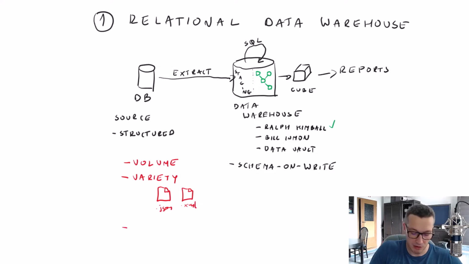And finally, we have velocity, right? This approach in a relational data warehouse doesn't work for streaming, when you have a constant flow of events, like some IoT devices or Twitter feeds or Twitter notifications. This approach simply doesn't work, right? There are some other characteristics of big data, but let's just focus on those three. So basically, big data caused this design to start going away, right? We had to find something different that would be able to handle it.